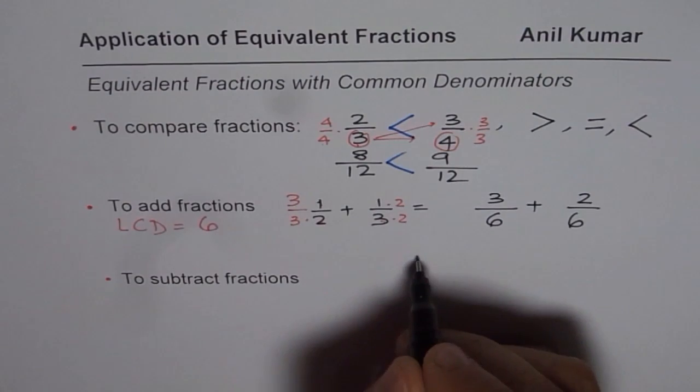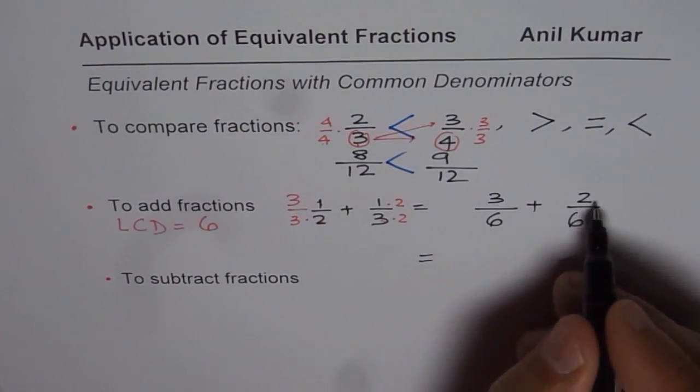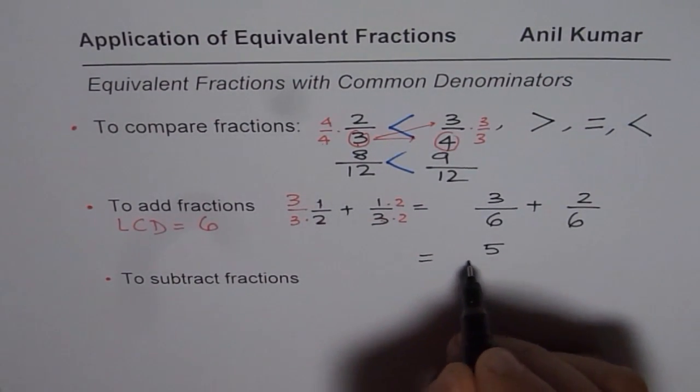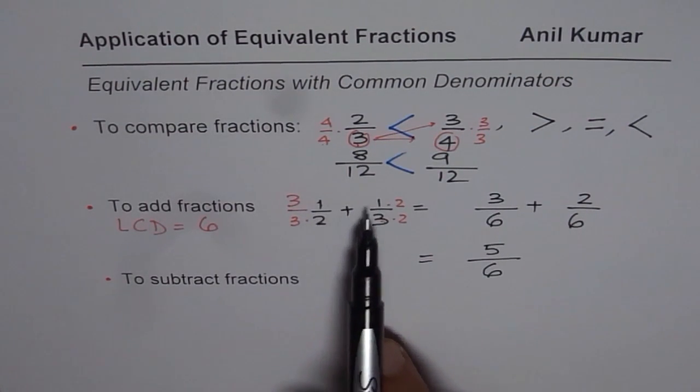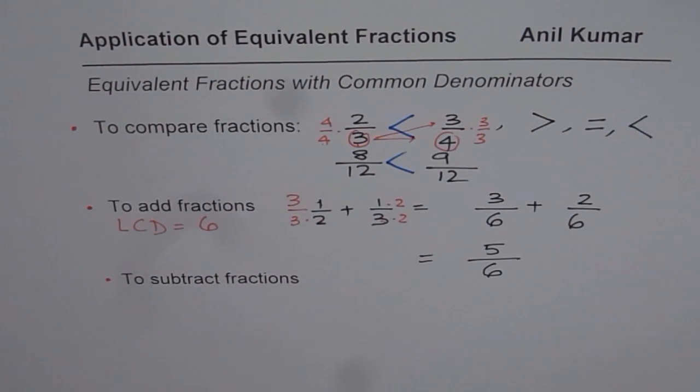Now we can add them, right? So let's add them. 3 plus 2 is 5, and 6 is the common denominator that is remaining the same, right? So 5 over 6 is the sum of 1 over 2 plus 1 over 3, correct? So that is how we do it.